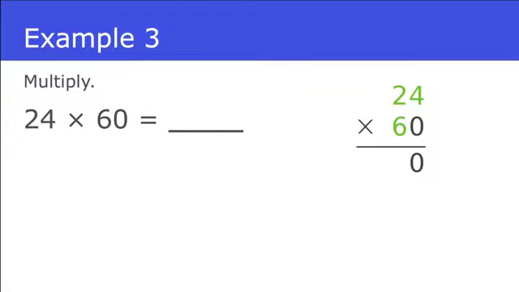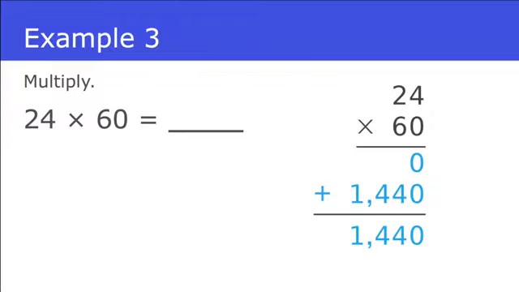We want to multiply 24 by the tens digit of the second number. Remember that because the 6 represents tens, we have to put a 0 in the ones column as a placeholder. 6 times 4 equals 24. Since 24 is a two-digit number, we have to regroup. Bring down the 4 and write the 2 up here, above the digit in the tens place to the left of 4. 6 times 2 equals 12, plus the extra 2 from regrouping equals 14. Now we can add the results. 0 plus anything equals that number, so 0 plus 1,440 equals 1,440. That means that 24 times 60 equals 1,440.